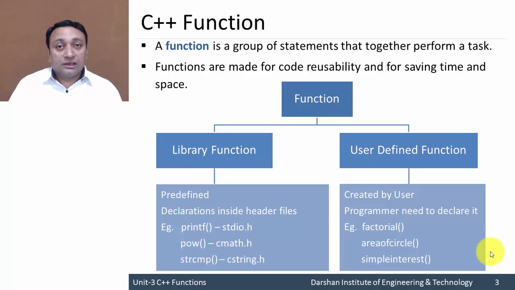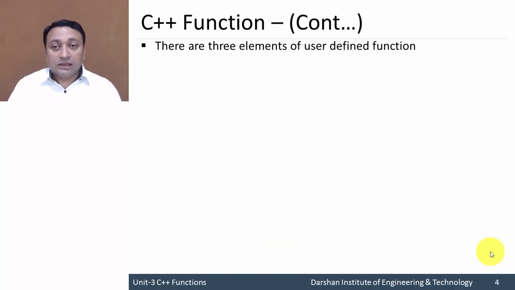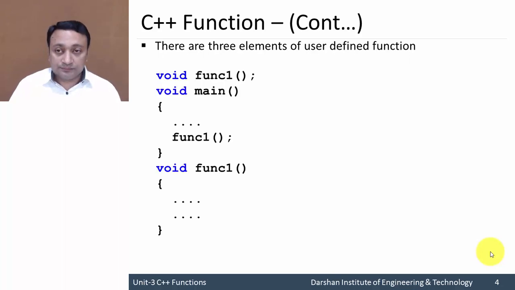If we use any function, first of all we need to declare it. Here is the example, like you can create a function to calculate factorial or to calculate area of a circle or simple interest. Let us go through the syntax of C++ functions. Syntax of C++ functions is very similar to C functions, so it will be a quick recall.